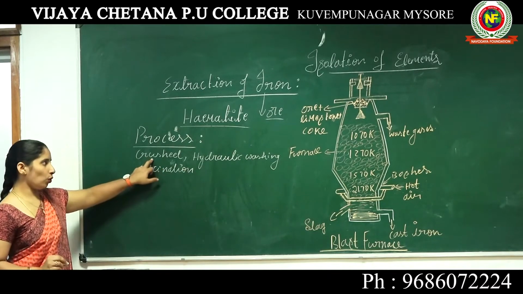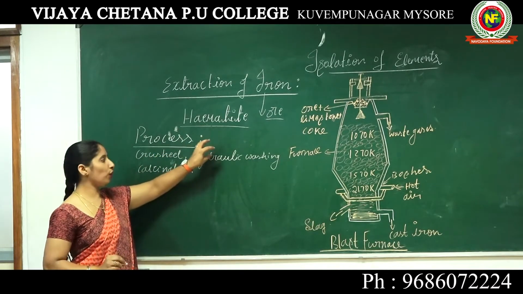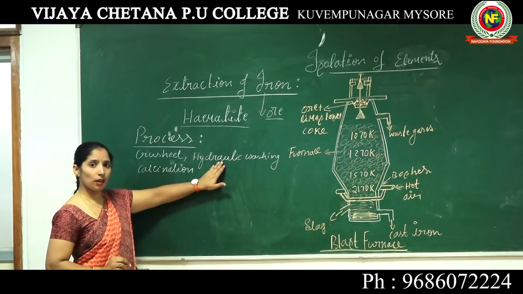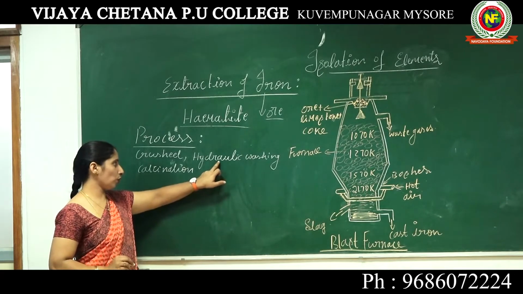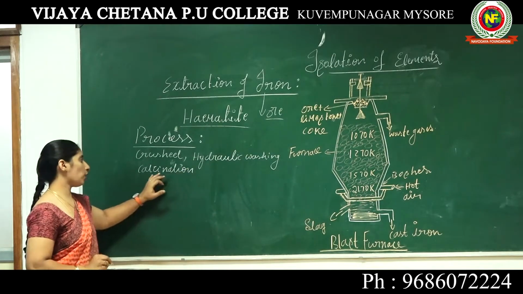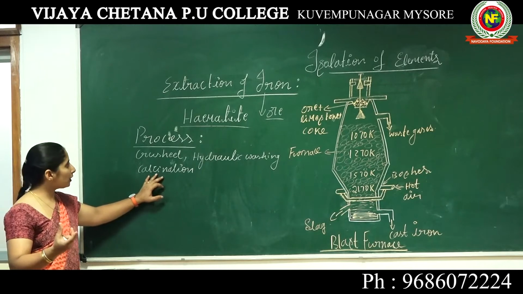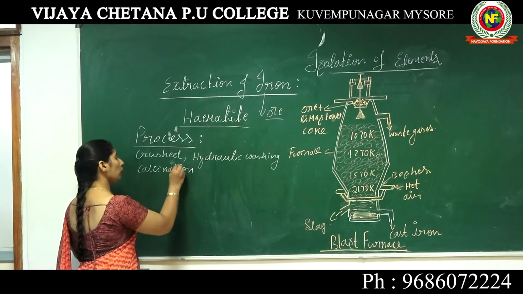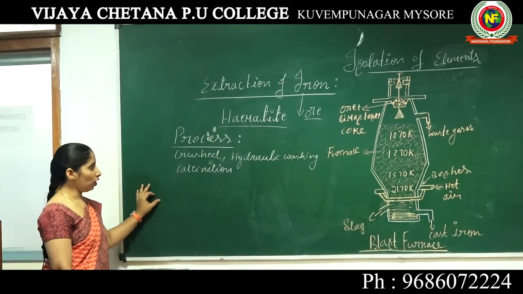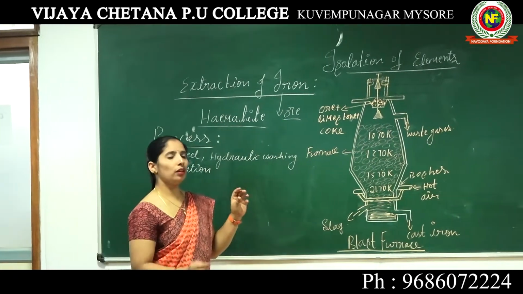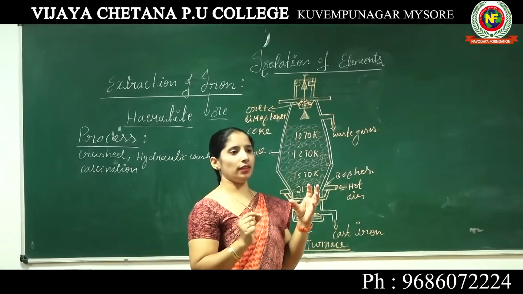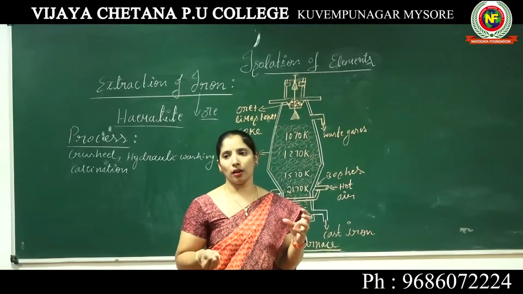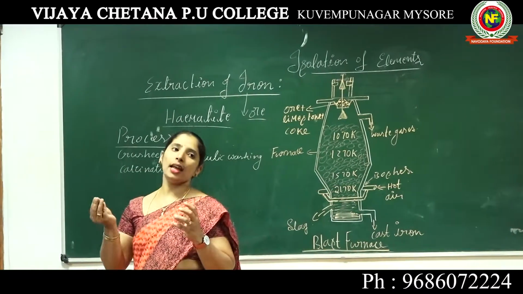First we crush the ore into a fine powder. This powdered ore is washed with water, which is hydraulic washing, one of the types of ore concentration. After this, I am heating the ore through the process called calcination. After calcination, what happens? The moisture present escapes, and the volatile oxides and impurities escape.